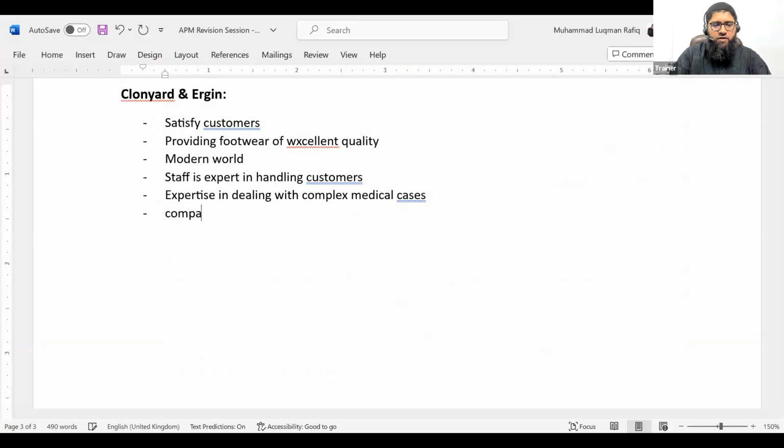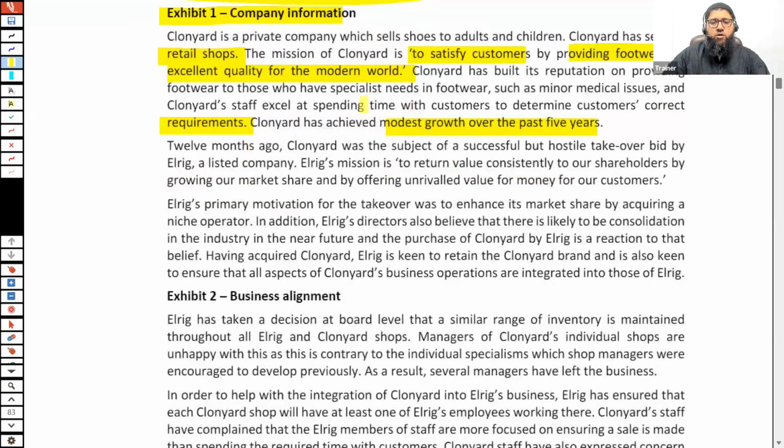Company has achieved modest growth over the past 5 years. Now, what else is there? It says 12 months ago, Clonyard was the subject of a successful but hostile takeover bid by Elric, a listed company. Elric's mission was to return value consistently to our shareholders by growing our market share and by offering unrivaled value for money for the customers.